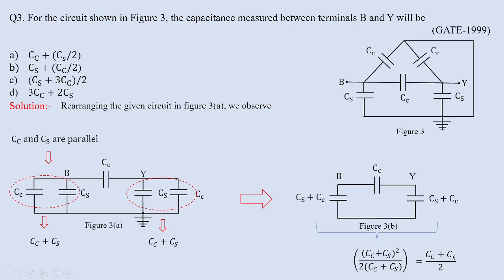Now (CC plus CS) divided by 2 is the combination of this series, and that is arranged in parallel with CC, which is placed between B and Y. Again you can add up. So CBY equals CC plus (CC plus CS) by 2, which is equivalent to (3CC plus CS) by 2. So this answer, CBY, gives you option C. Please comment in the chat box if you have any doubts in this particular problem. It's a very important problem for capacitance calculations.